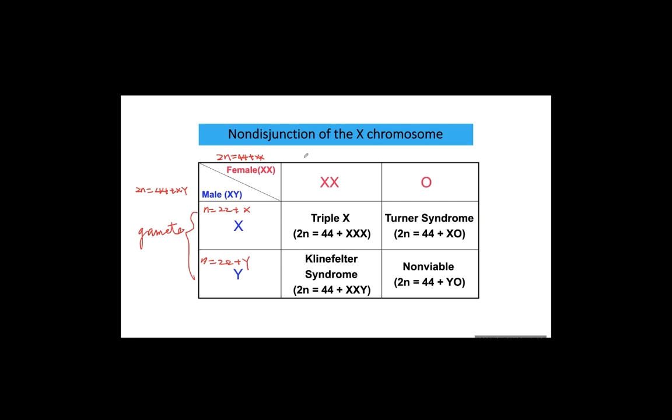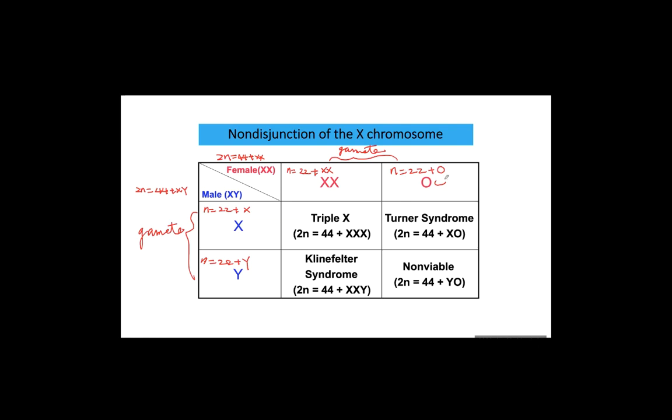And this gamete is supposed to be N equal 22 plus X, but this time N equal 22 plus XX, right? And then in this case, N equal 22, and there's no X chromosome. We write this down as O, like that, right? And if these are the gametes, in other words, egg. This is a sperm. When this egg and this sperm fuse to form a zygote, you just add them up. 2N equal 44 plus XXX.